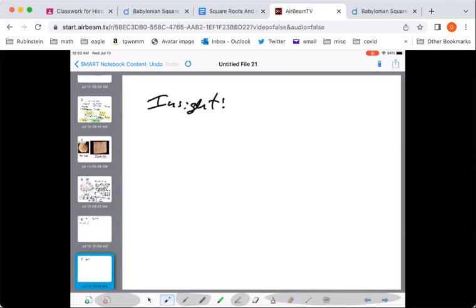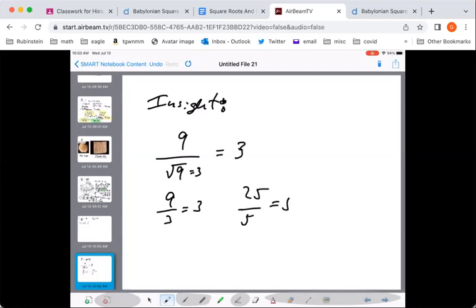When you divide something like 9 by its own square root, you end up with its own square root. So if you ever divide something by its square root, you should get the square root as your answer, because the square root is the thing multiplied by itself that gets you that number. So if you divide a number by its own square root, the answer should be its own square root. 81 divided by 9 gets me 9. So that's an important insight.